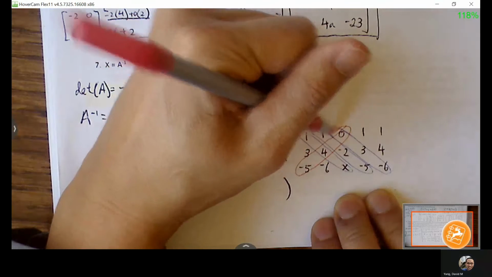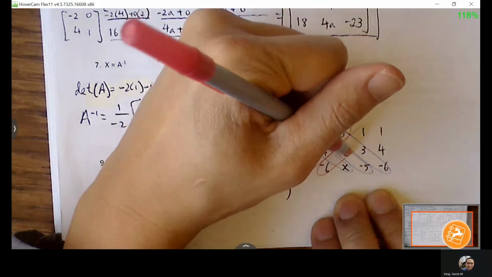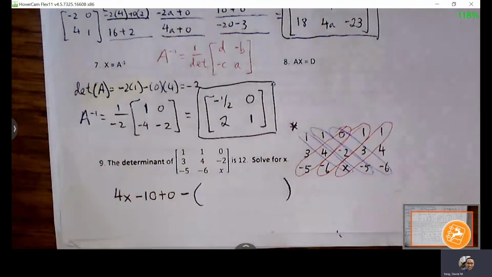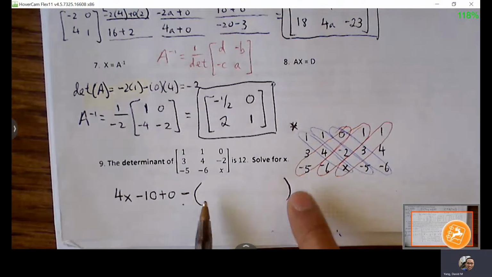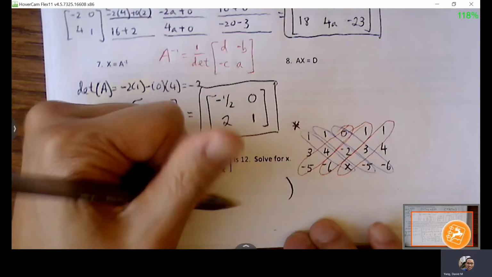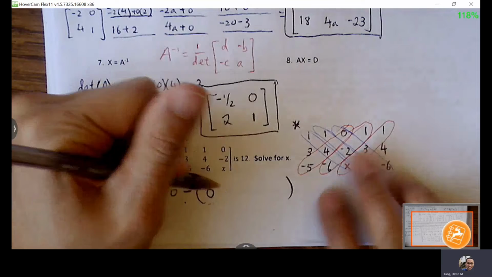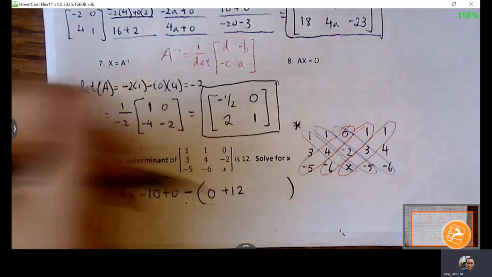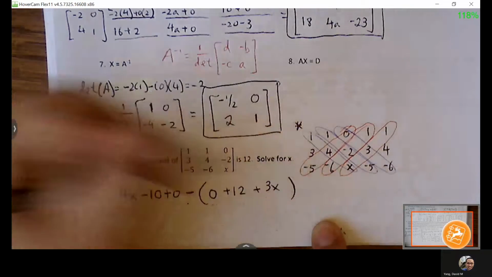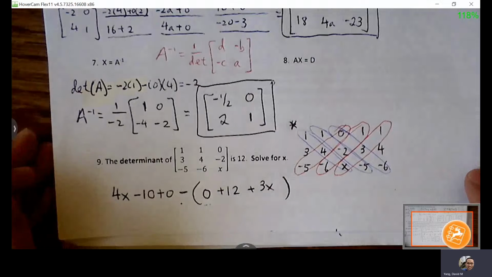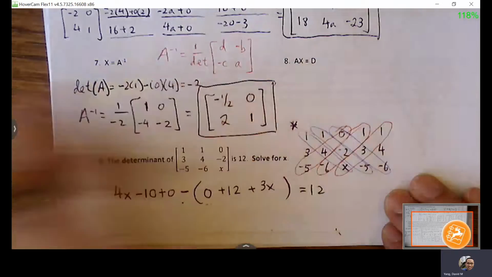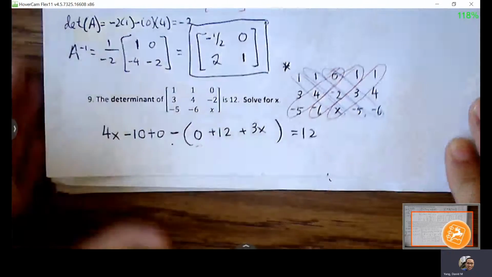You already took care of the minus sign here, so just put everything inside exactly as the signs that you see. So this will be -5 times 4 times 0, which is 0. -6 times -2 times 1, which is positive 12. And then 3x. We know that the determinant is equal to 12, so we just have to solve for the x that's hidden inside this matrix.